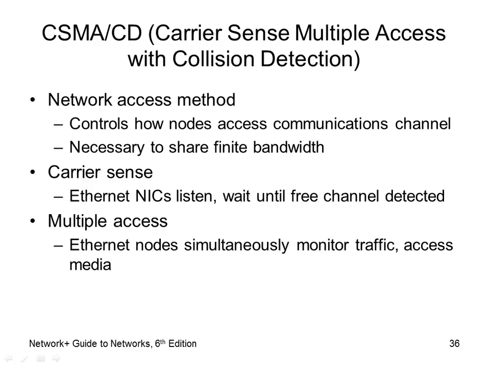What Carrier Sense Multiple Access Collision Detection is, that means that a computer tries to, before it talks on a network, listen and see if anybody else is talking. And if it doesn't hear anything, then it assumes the line is clear and it can talk on it.